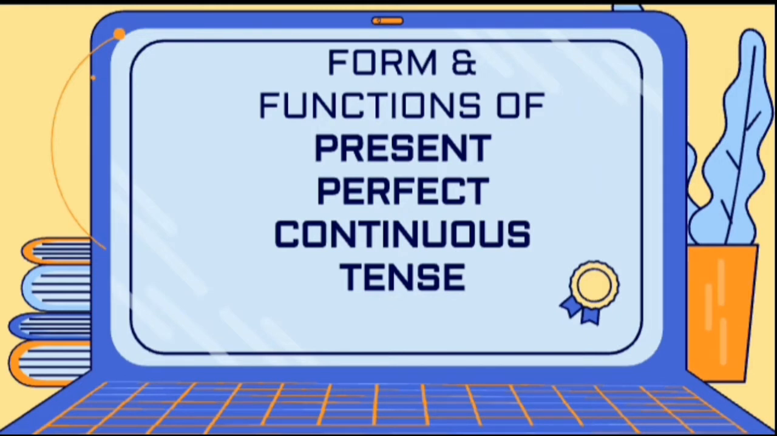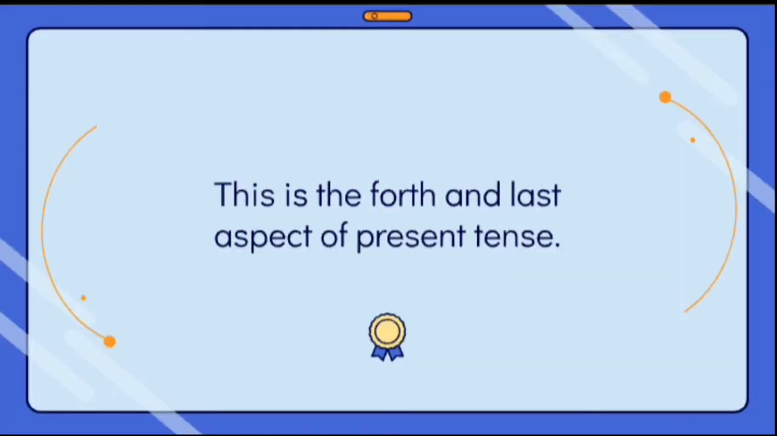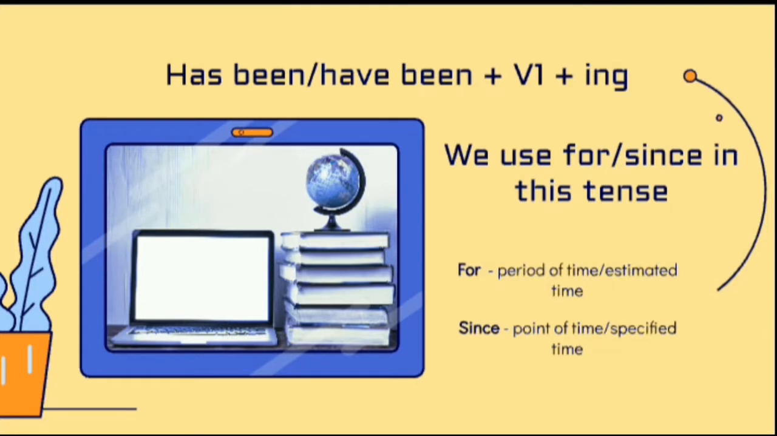This is the fourth and last aspect of present tense. In this tense, we use has been, have been as a helping verb with first form of verb and ing. To indicate time in this tense, we use for and since. For is used with a period of time or with estimated time.